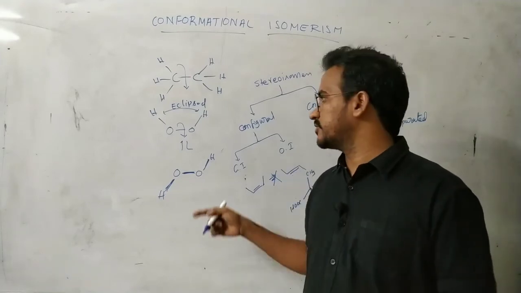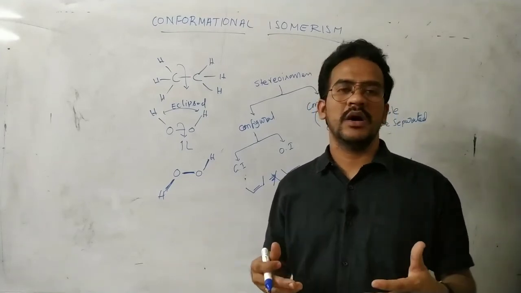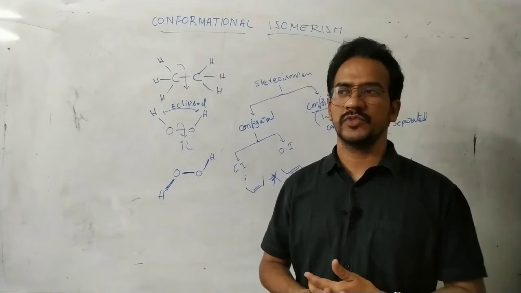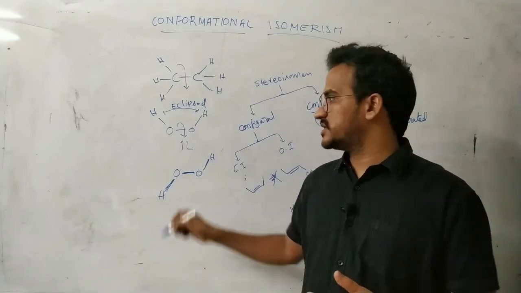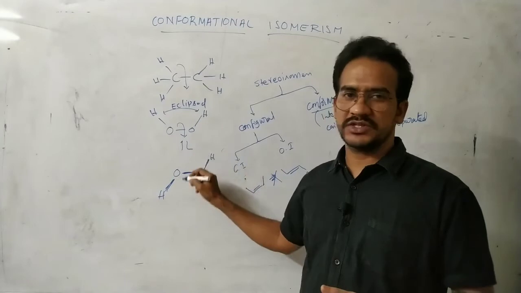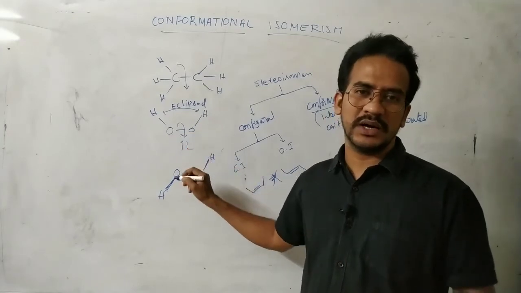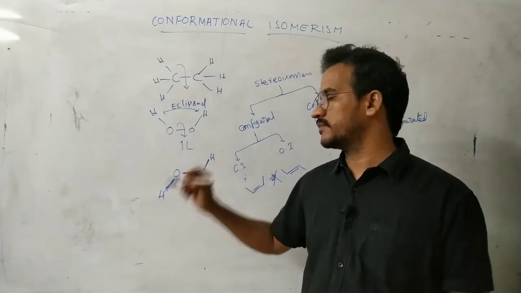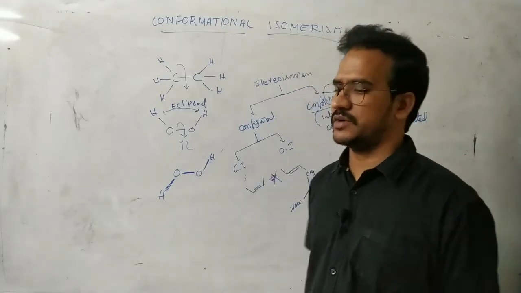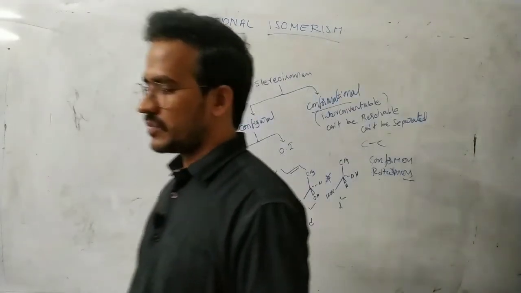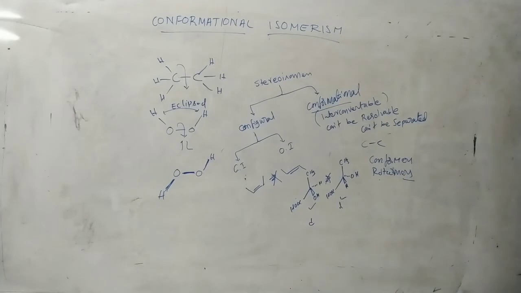Now here these isomers cannot be isolated. They cannot be separated because there is a free interconversion from one spatial arrangement to another spatial arrangement. So that is the introduction of conformational isomers.